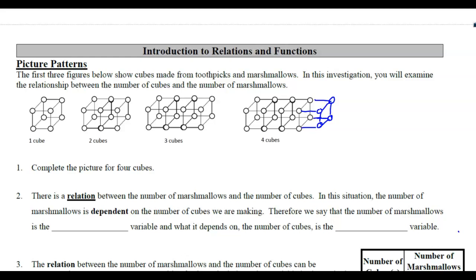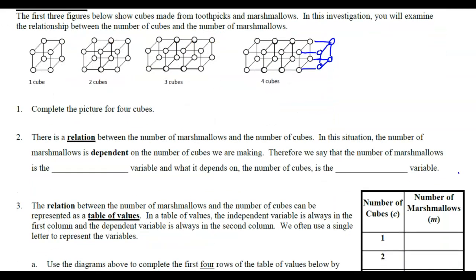Okay, so we're going to use picture patterns, looking at this pattern of marshmallows and toothpicks making cubes, to come up with a relation. A relation, obviously the word means relating things together. So relating the number of cubes to the number of toothpicks, number of cubes to the number of marshmallows. So 3 of them are done. You've done the 4th one for 4 cubes.